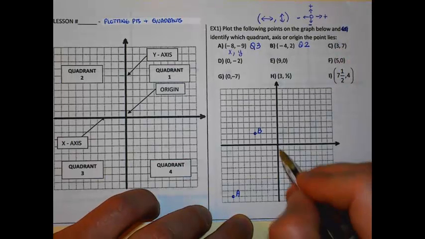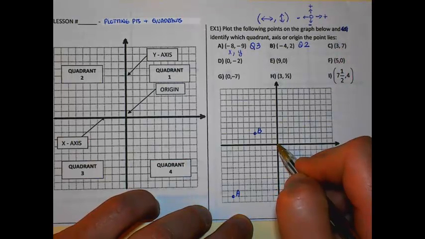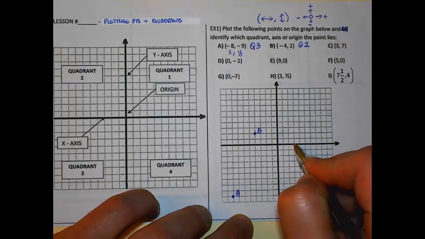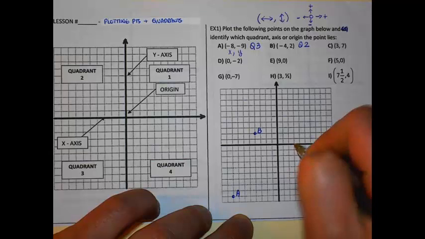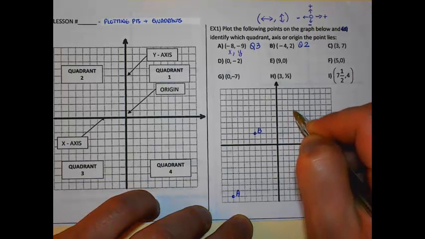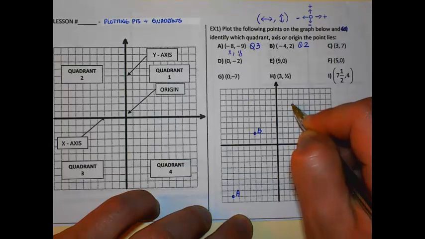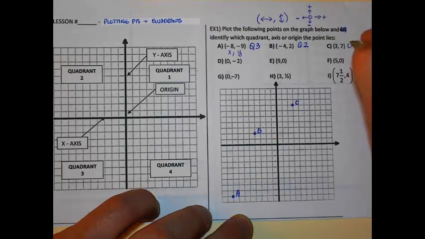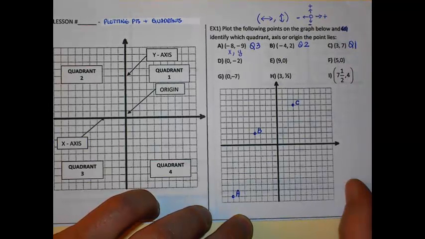And let's go to the next point. Again, put your pencil at the origin. First coordinate is +3, so I go 1, 2, 3 to the right. And the second coordinate is 7, so I go up 7: 1, 2, 3, 4, 5, 6, 7. And that would be my point C right there. And that point C is in quadrant number 1. Okay?